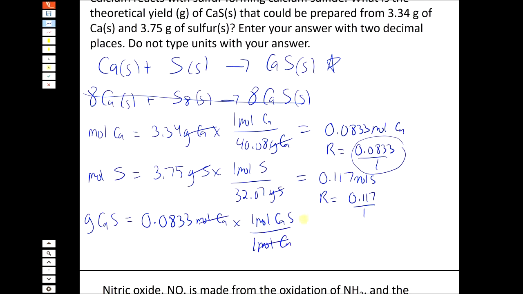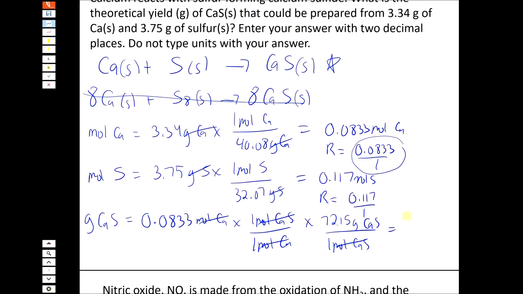So that's moles of calcium sulfide, but we need grams, so we have to multiply by its molar mass, which is just the sum of calcium and sulfur, which is 72.15. So 72.15 grams of calcium sulfide in 1 mole allows us to convert into the grams of product formed.